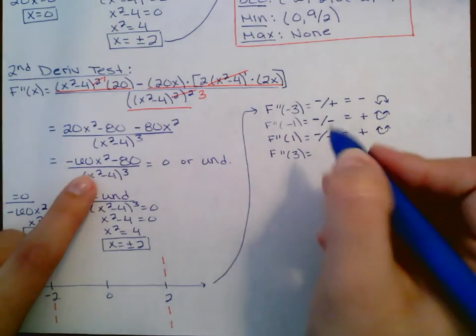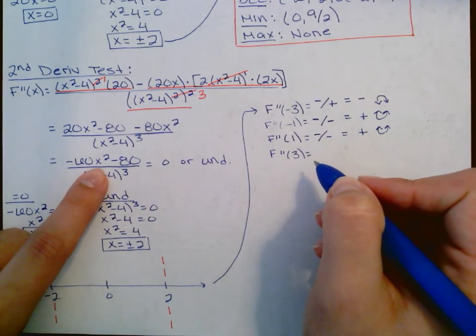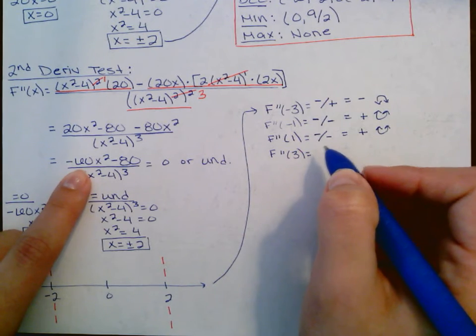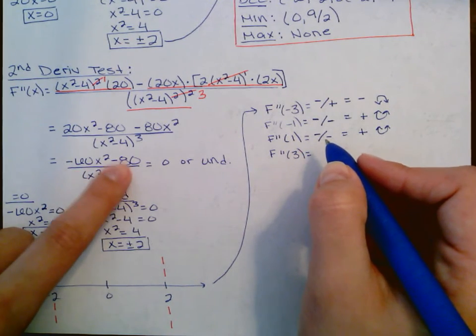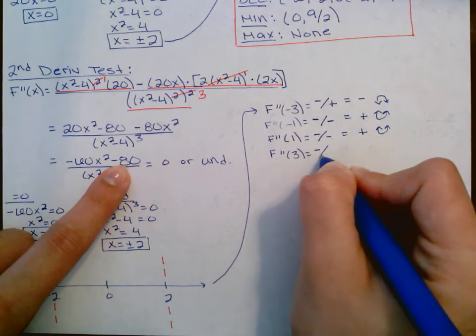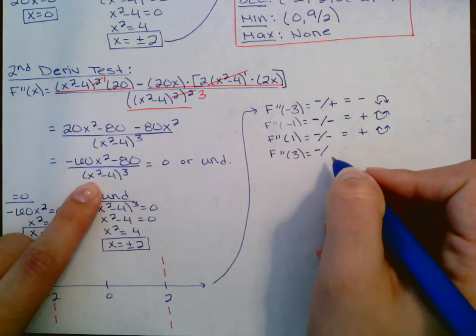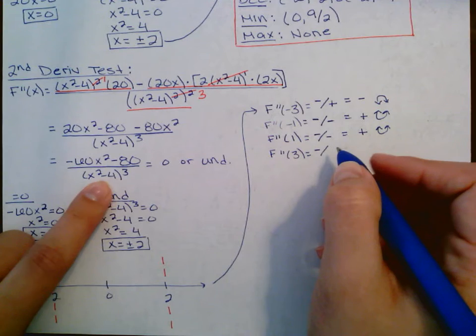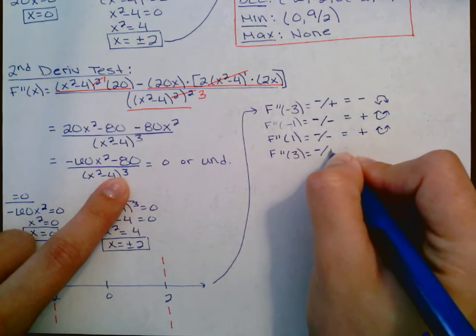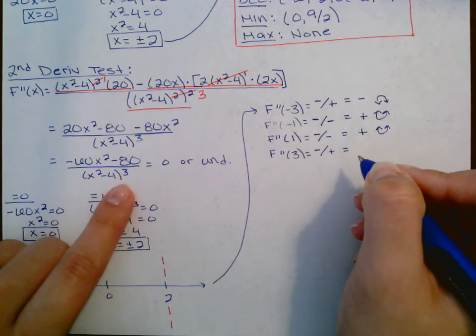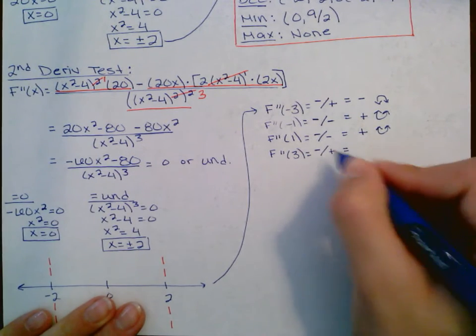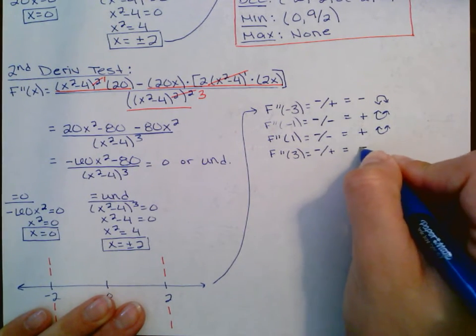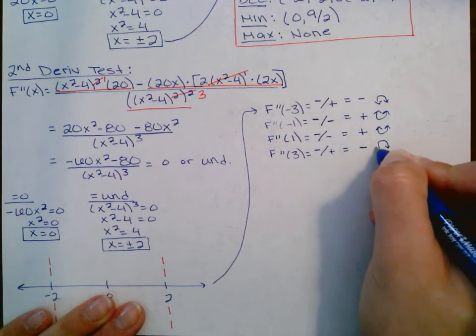All right, last one, 3. 3 squared is 9. 9 times a -60 is a big negative number. Minus some more is going to keep me negative. And then a +3 squared is going to be 9. 9 minus 4 is a positive number. Positive number cubed is going to stay positive. Remember, odd exponents keep the sign, okay? Negative divided by positive is negative, and now I am concave down.